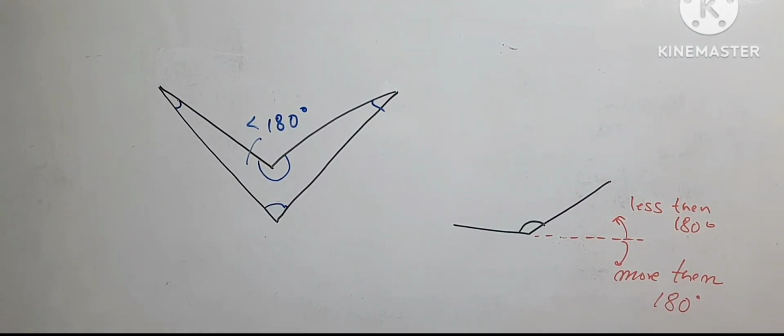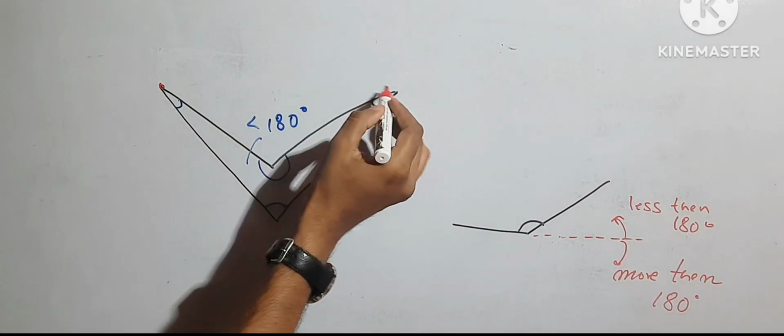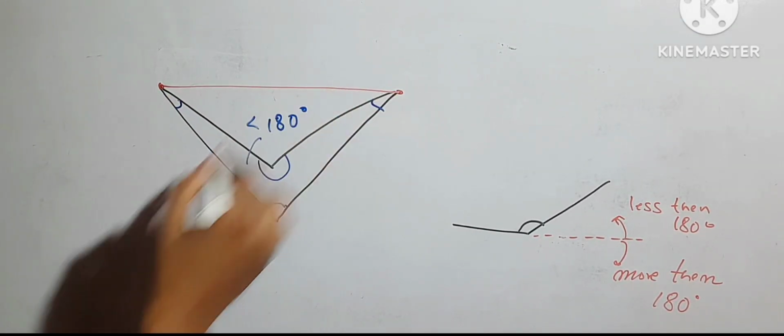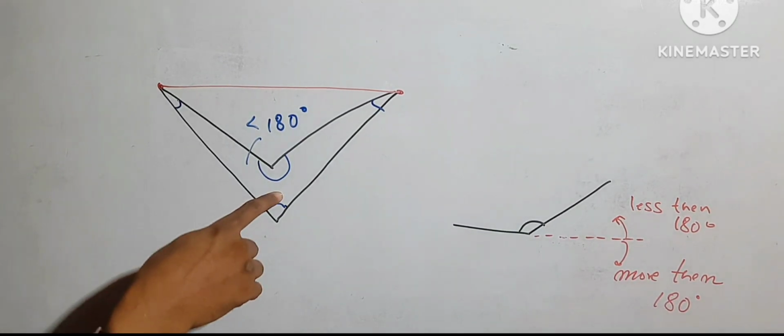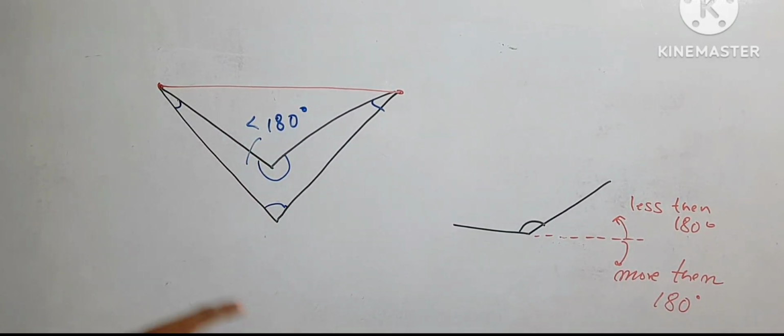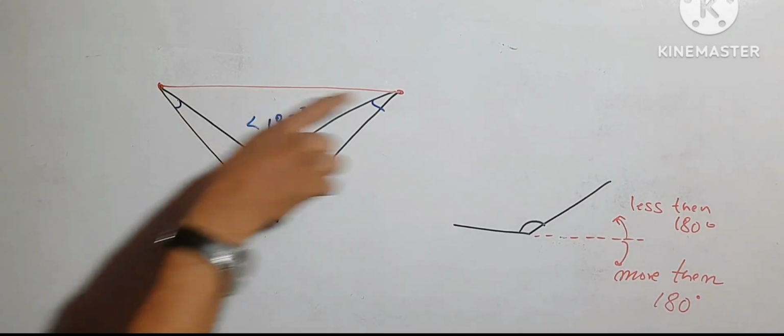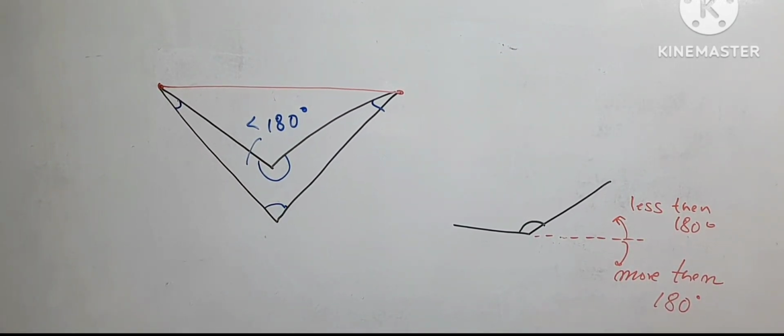And one more point: the diagonals lying outside. If you see the diagonals, if I join these two points, this is a diagonal. The diagonal is not lying inside, it is lying outside. So two conditions: any one angle should be greater than 180, and the diagonal should be outside. Both conditions should be satisfied, then only it is concave. Convex is the opposite of this one: diagonals will be inside and all the angles should be less than 180 degrees. Clear? Okay, let's go to the next one.